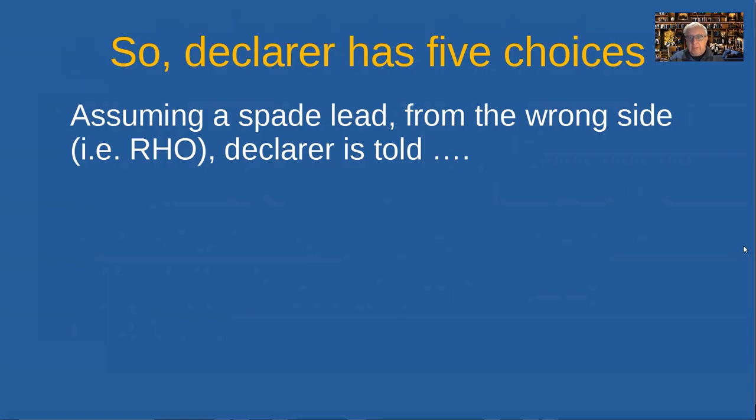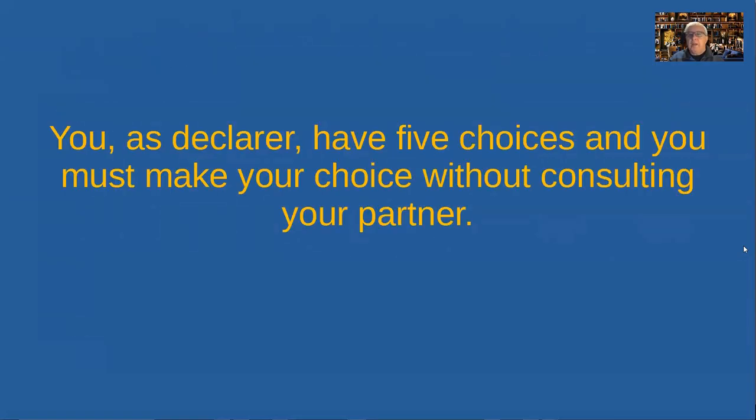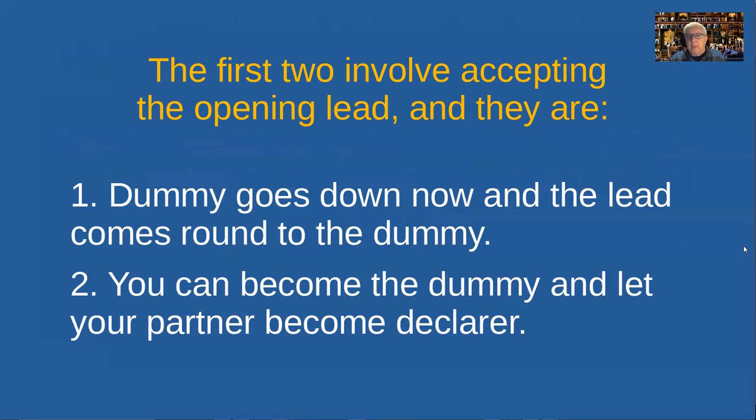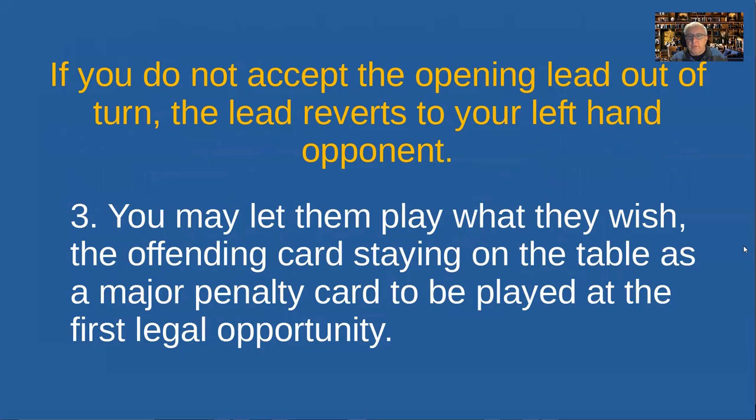Then what you say to the declarer is this: you as declarer have 5 choices, and you must make your choice without consulting your partner. The first 2 involve accepting the opening lead, and they are: 1, dummy goes down now and the lead comes round to the dummy. 2, you can become the dummy and let your partner become declarer. And if you do not accept the opening lead out of turn, the lead reverts to your left-hand opponent. So you get number 3, which is you may let them play what they wish, and the offending card stays on the table as a major penalty card to be played at the first legal opportunity.